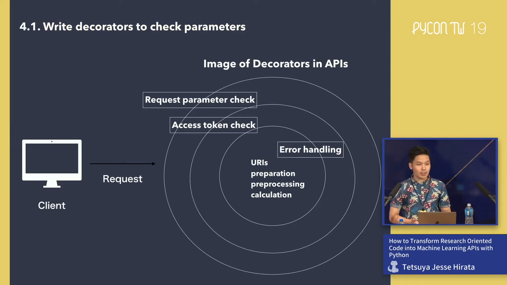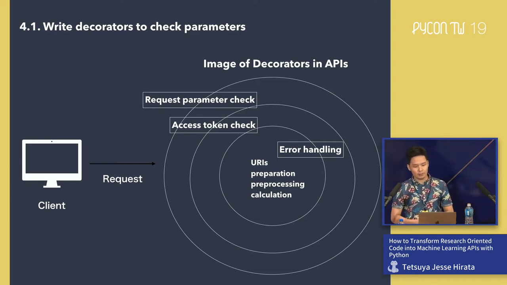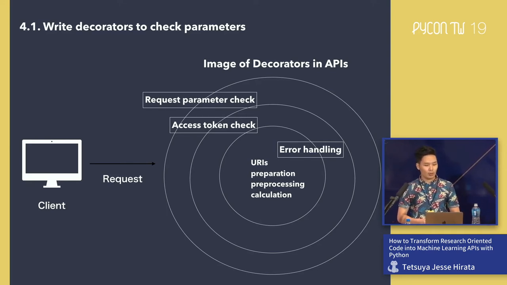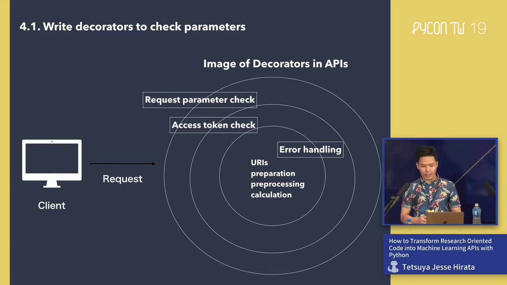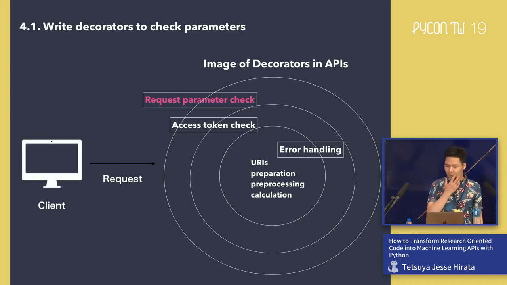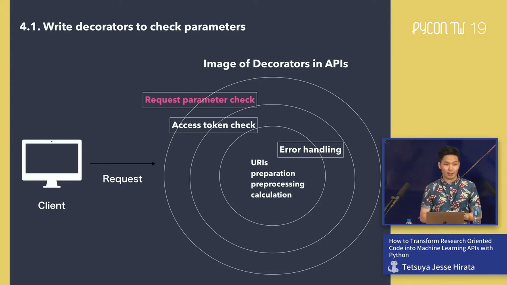So this is the image of decorators in APIs. After a client sends the request, APIs check whether parameters are correct or not and check the access token. If something wrong with the code happens, the error handler will catch the error. If there's nothing wrong with the code, the request will reach the endpoint. I don't have enough time to describe all of them, so I'm going to focus on talking about the request parameter check.